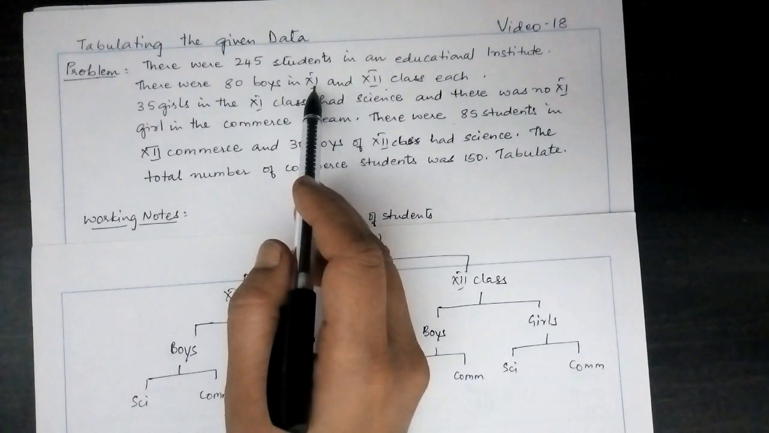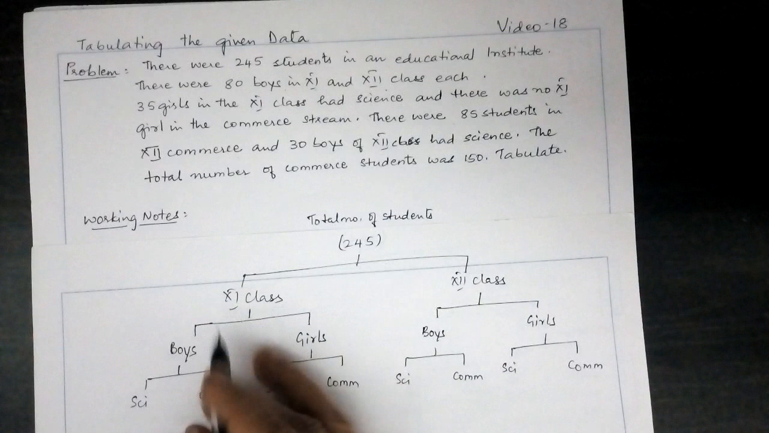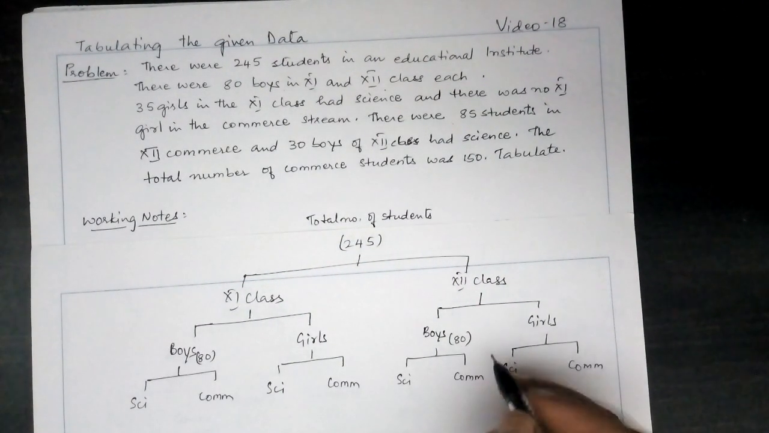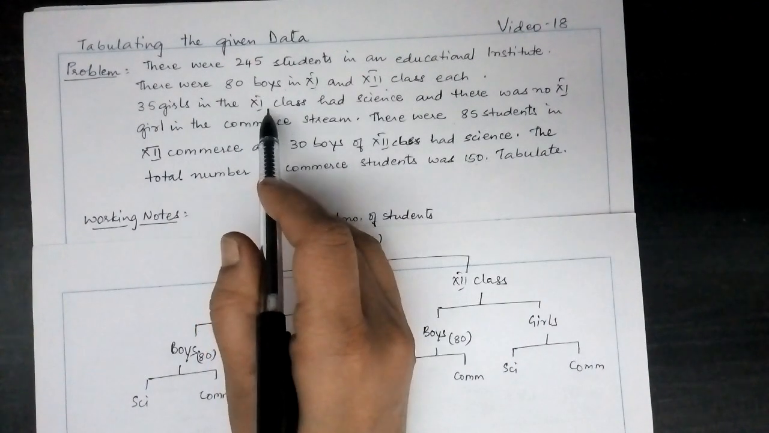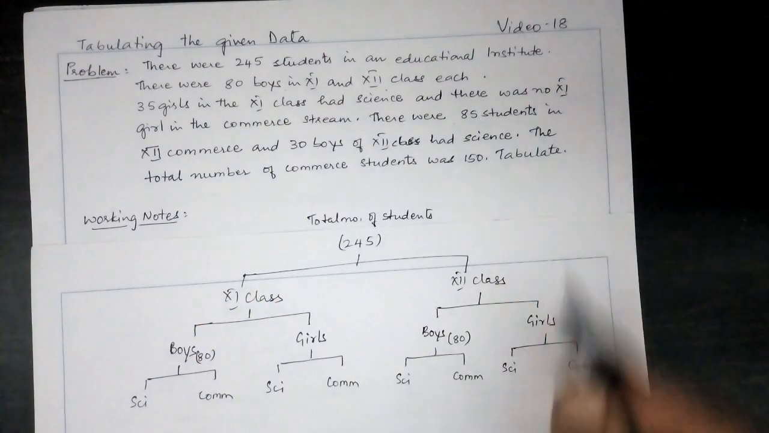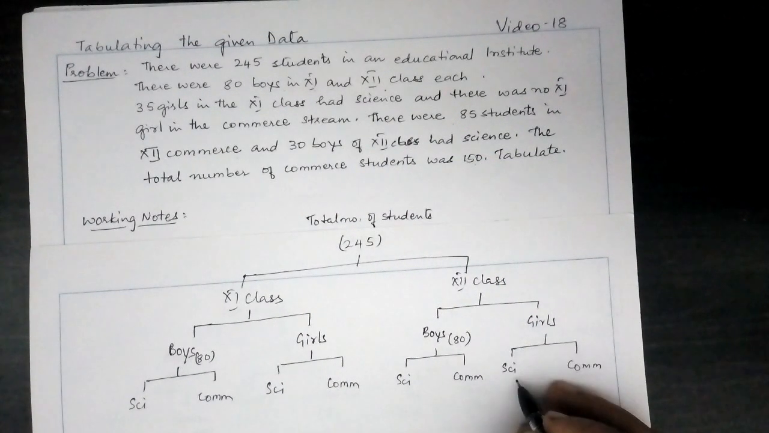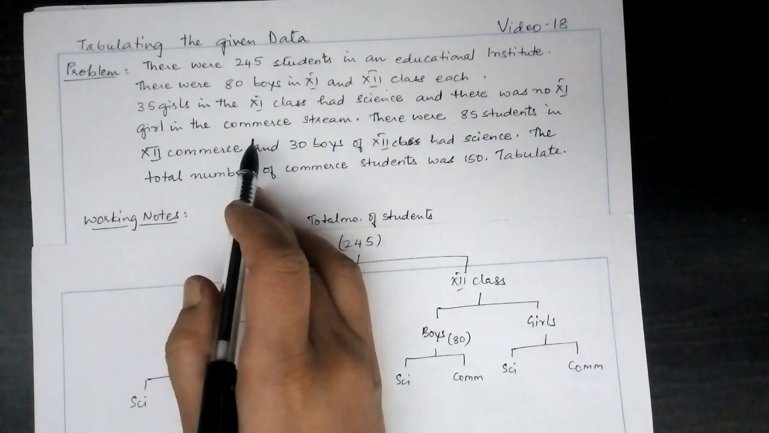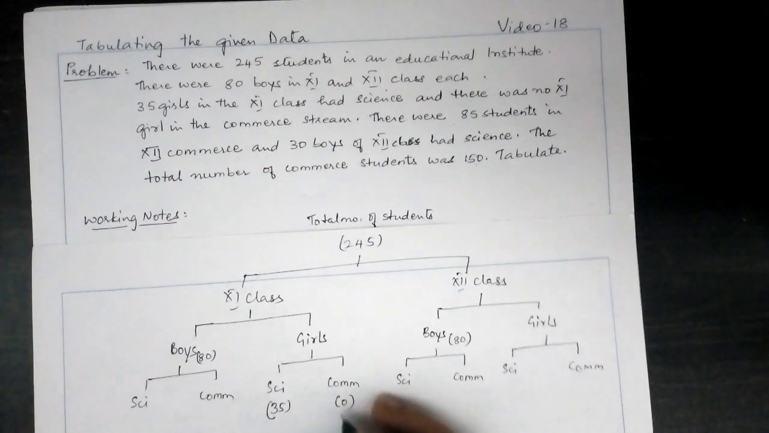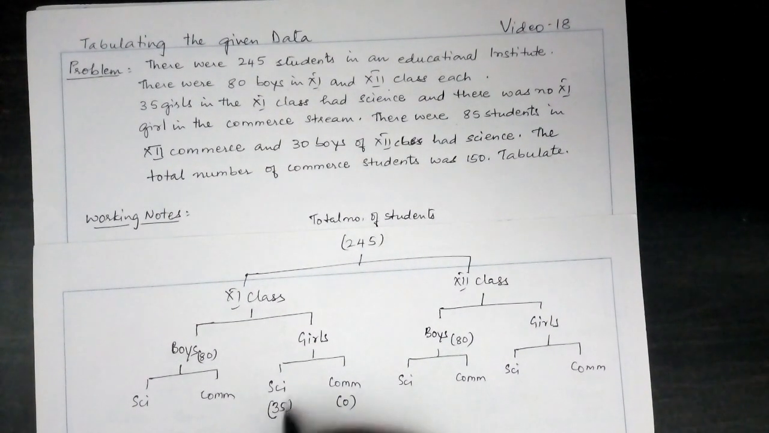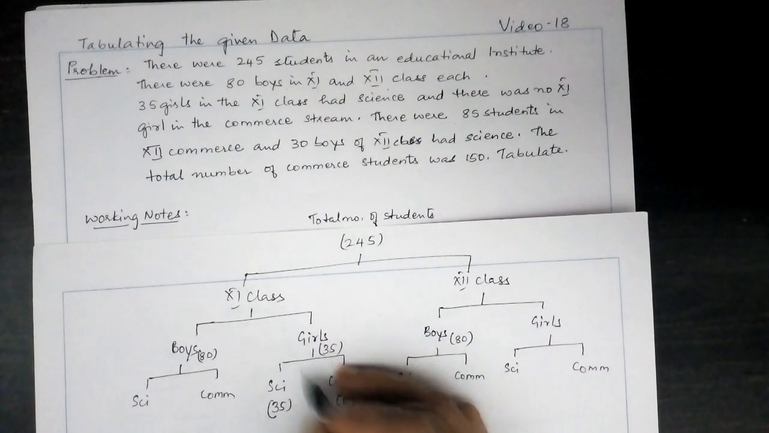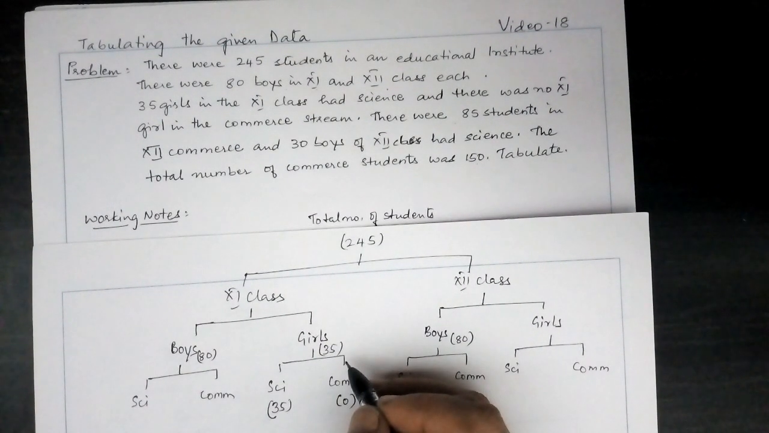Now 80 boys in 11th and 12th class each. So there are 80 boys here and there are 80 boys here. 35 girls in 11th class had science. So we will write 35 here. And there was no 11th class girl in the commerce stream. So this is 0. Now the total number of girls, this is very easy, 35 plus 0, it is 35. So we already know how many girls are there in class 11.